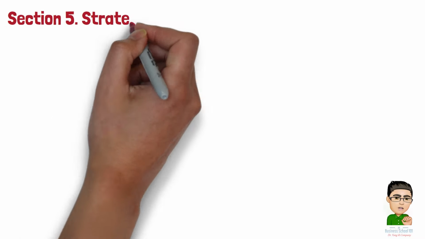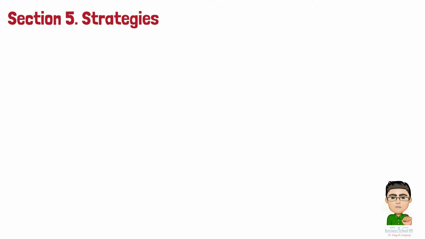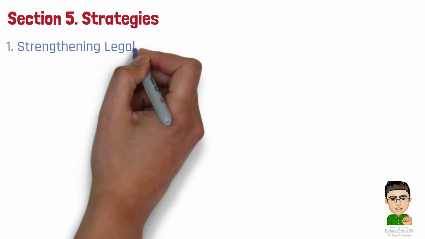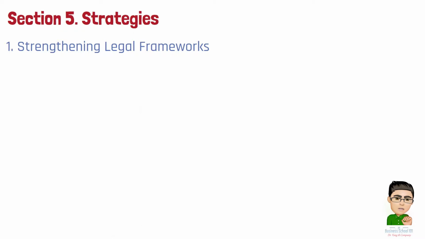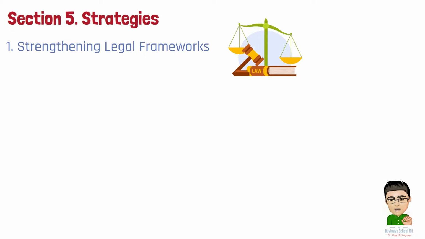Section 5. Strategies. Here are some key strategies to prevent monopolistic practices. Number 1. Strengthening legal frameworks. Implementing and enforcing comprehensive antitrust laws that prohibit monopolistic behavior, such as price fixing, market allocation, and abuse of market power, is fundamental to curbing monopolies.